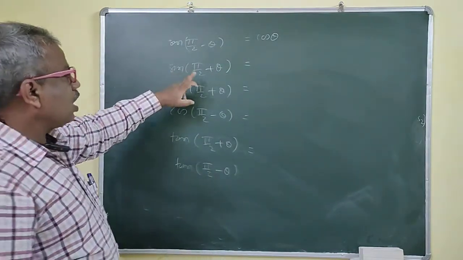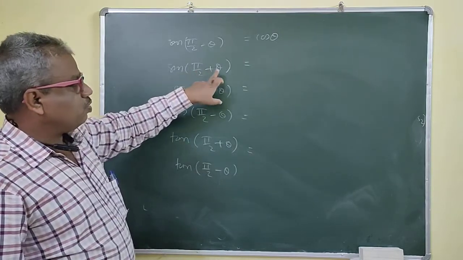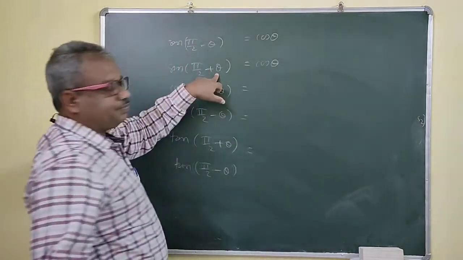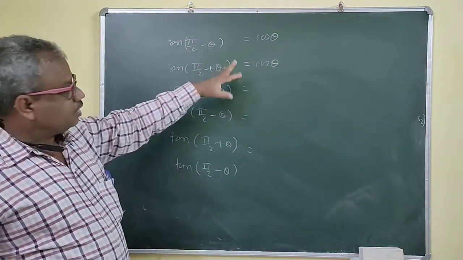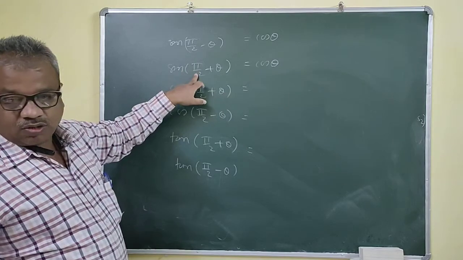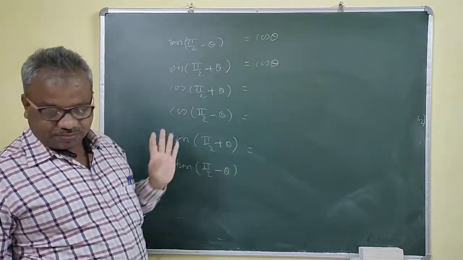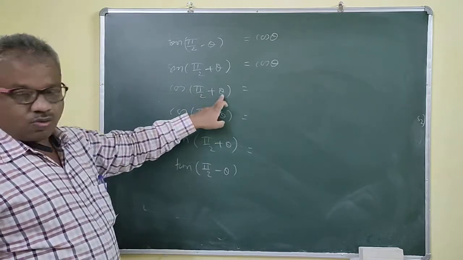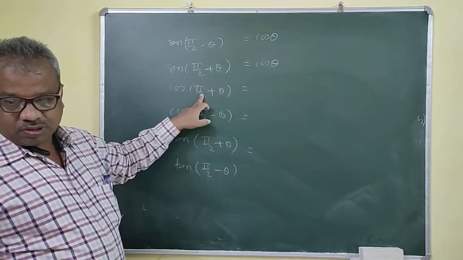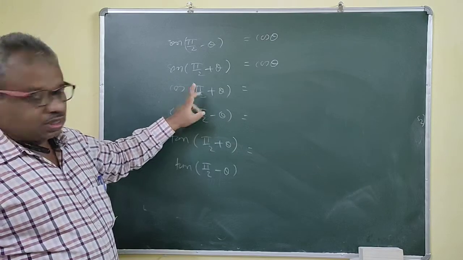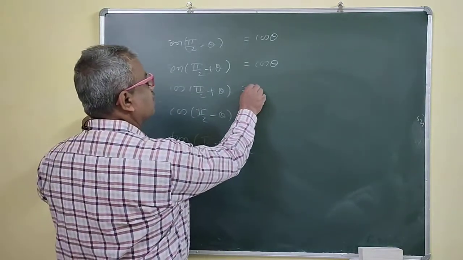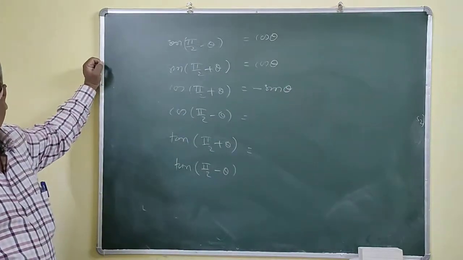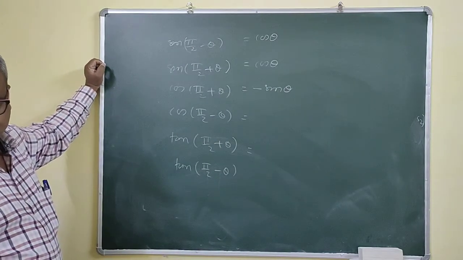Now again, what is sine pi by 2 cos theta? Sine pi by 2 is 1, so this is cos theta. The second term has cos pi by 2, that is 0, so no second term. Now here, cos pi by 2 cos theta. But cos pi by 2 is 0, so the first term is 0. Then the plus sign is there, so this is minus sin pi by 2 sin theta. Sin pi by 2 is 1, therefore it is sin theta. Orally we can do this.